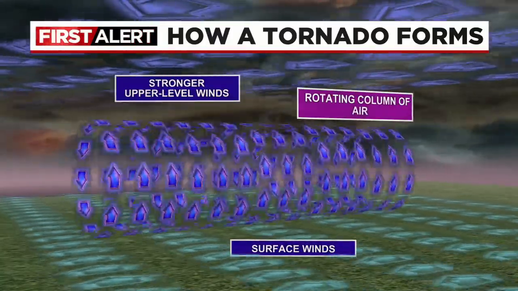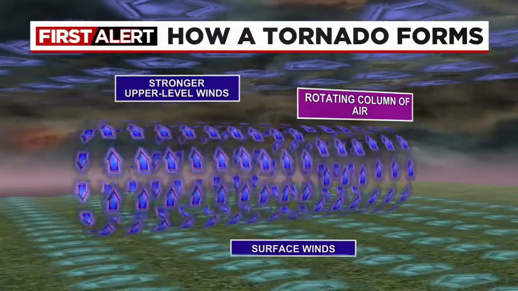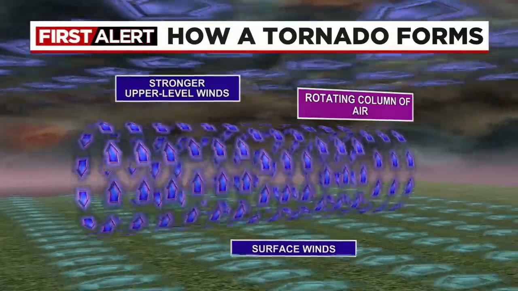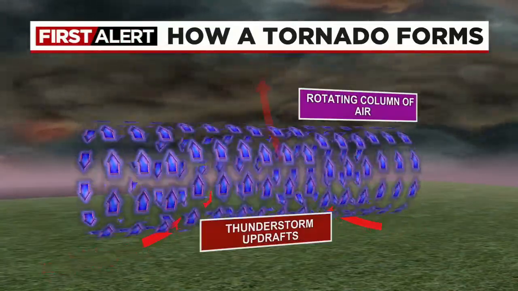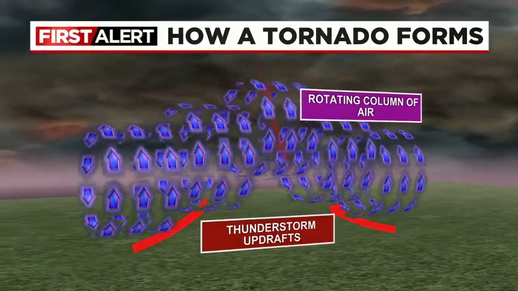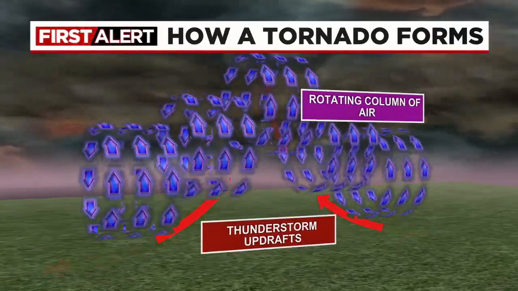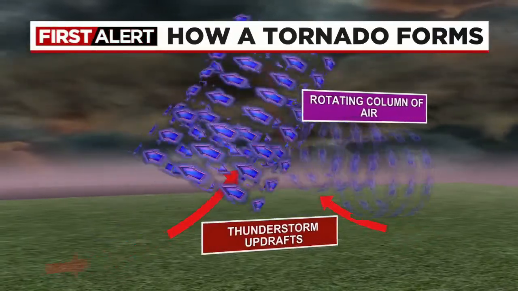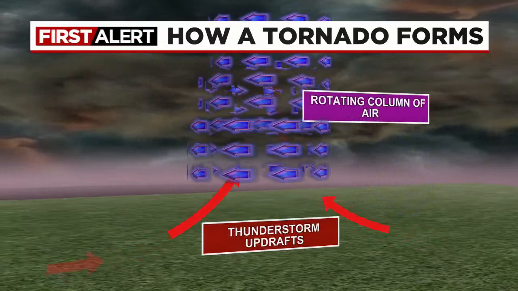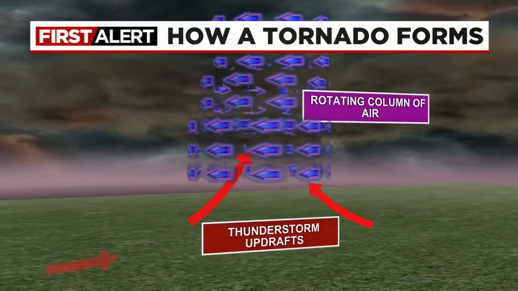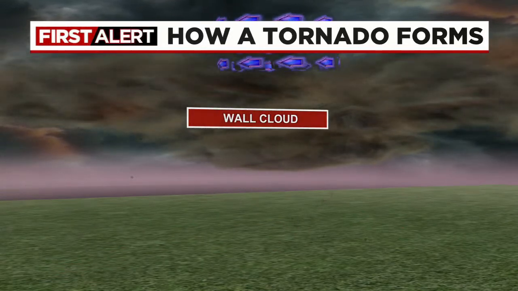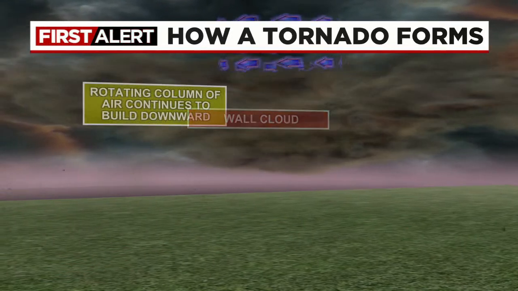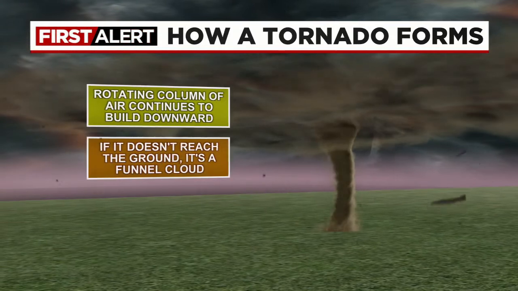Now you need to have the stronger winds in the upper level, and then a slower one down at the surface. As you get the thunderstorms, the updrafts, you start to see that column of air starting to rise in the middle there, and then that column ultimately starts to tip on its end, and that updraft goes right up the center of that. Then you have that wall of clouds up at the top. Those start to bring that debris up, the rotation's down.